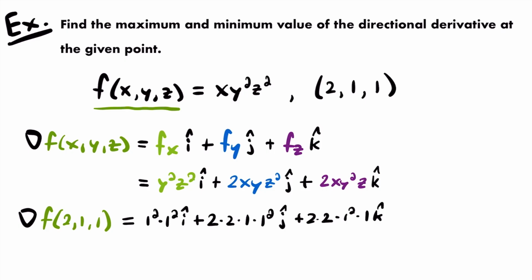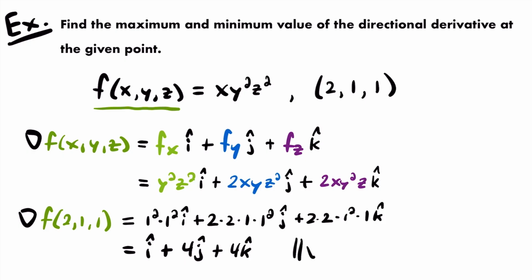And so simplifying, 1 squared is 1, times 1 squared is still 1, so we get i, plus 2 times 2, which is 4, times 1 squared, which is still 4. So we have i plus 4j, and then for the z component, 2 times 2 is 4, times 1 squared is still 4, times 1 is still 4, so we have plus 4k. All right, so that is the gradient vector at this point for this function. Now, to find the maximum and minimum values, we need to take the magnitude of this gradient. So let's do that here.